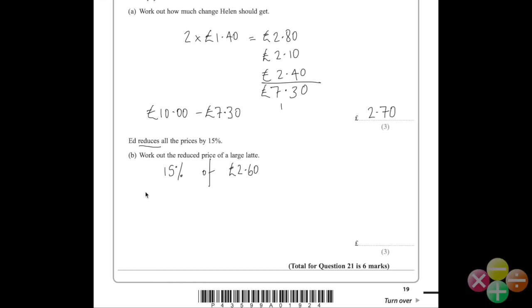Okay, so on my calculator, I'm going to do 0.15, I'm going to times it by £2.60, and my answer that comes out is 39 pence, or £0.39. Therefore, if I take my £2.60 and I subtract the 39 pence, I'm left with my new price of £2.21.